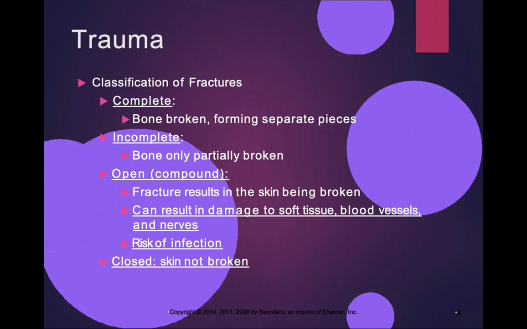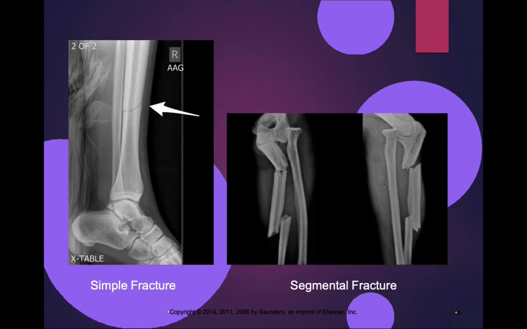So the bone breaks through the skin, and can result in a lot of soft tissue damage, blood vessels that get ruptured, as well as nerve damage. And when that happens, especially with an open fracture, there is the risk of infection, because the first line of defense, which is the skin, is now open. A closed fracture is when you have a fracture, but the integrity of the skin is not broken.